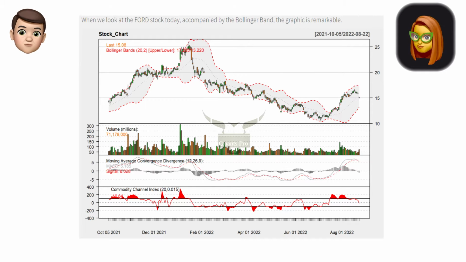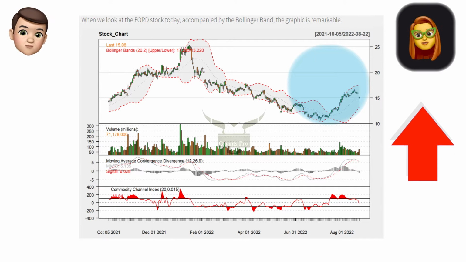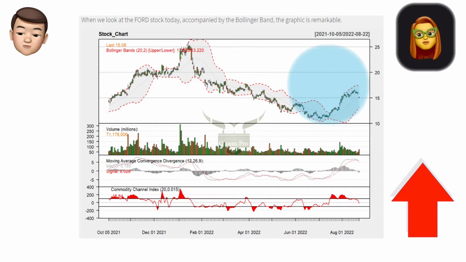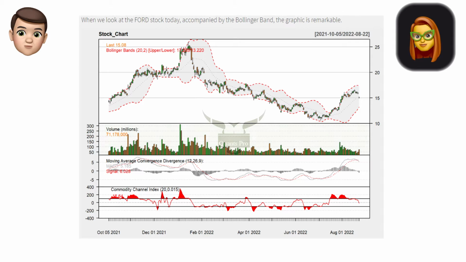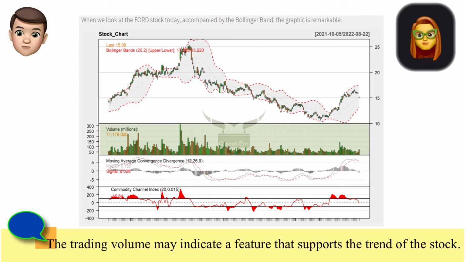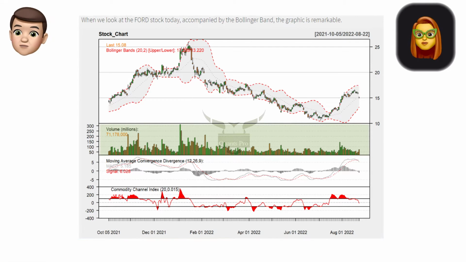When we examine the chart of the stock carefully, we can see that there has been an upward trend in the last weeks. Decreases in trading volume accompany this trend. It is worth emphasizing this point. Sometimes, serious upward or downward movements in the trading volume may indicate a feature that supports the trend of the stock. In addition, the investor should benefit from other technical analysis findings while taking a position.